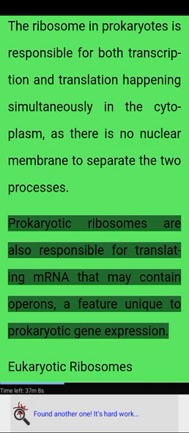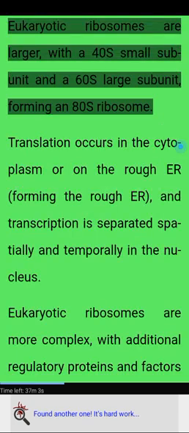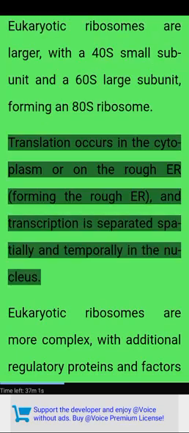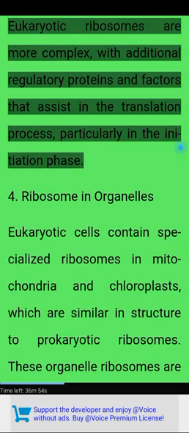Prokaryotic ribosomes are also responsible for translating mRNA that may contain operons, a feature unique to prokaryotic gene expression. Eukaryotic ribosomes. Eukaryotic ribosomes are larger, with a 40S small subunit and a 60S large subunit, forming an 80S ribosome. Translation occurs in the cytoplasm or on the rough ER, and transcription is separated spatially and temporally in the nucleus. Eukaryotic ribosomes are more complex, with additional regulatory proteins and factors that assist in the translation process, particularly in the initiation phase.